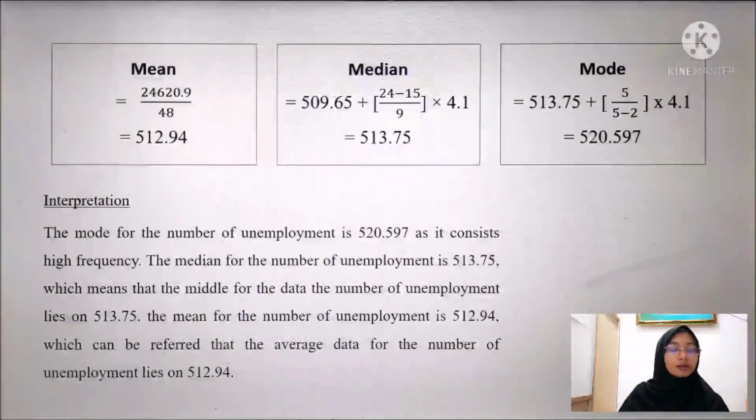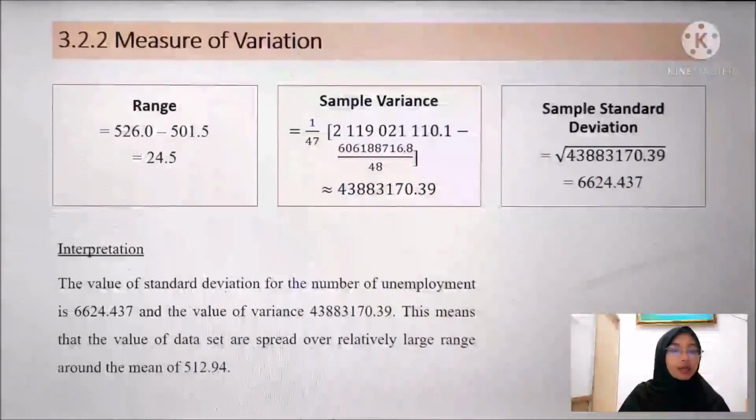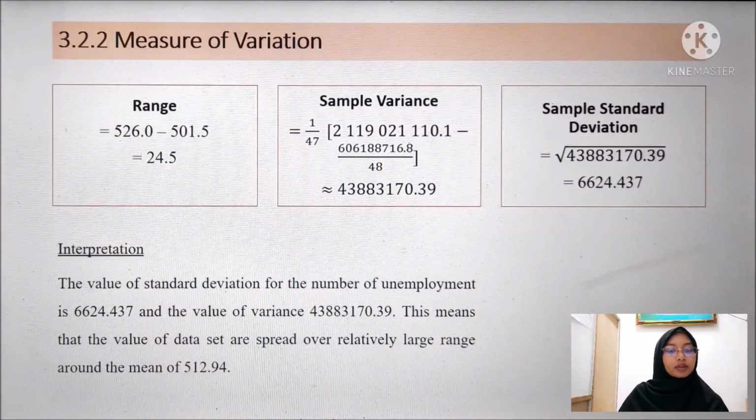The mean for the number of unemployment is 512.94, which refers to the average data for the number of unemployment lying at 512.94. The measure of variance: the value of standard deviation for the number of unemployment is 6,624.437 and the value of variance is 438,831,070.39. This means that the data is spread over a relatively large range around the mean of 512.94.